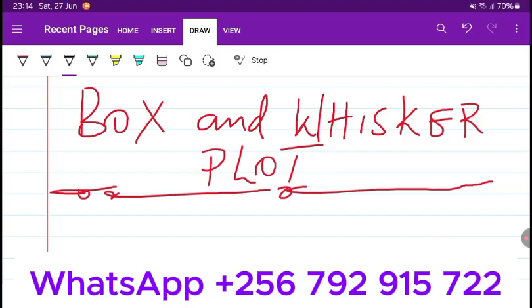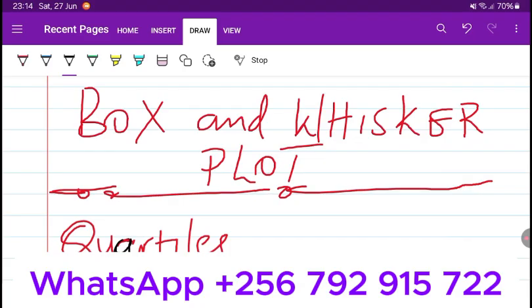Of course, the box and whisker plots are mostly used to represent what we call the quartiles.